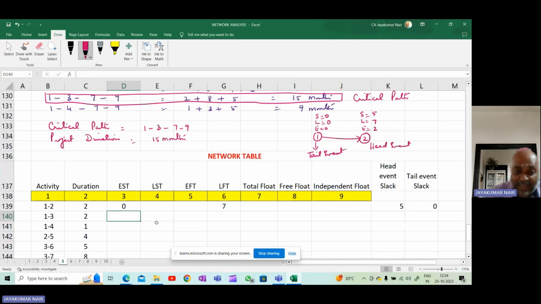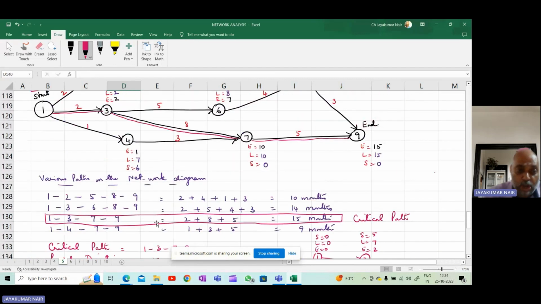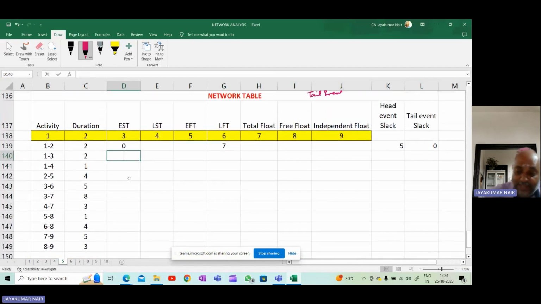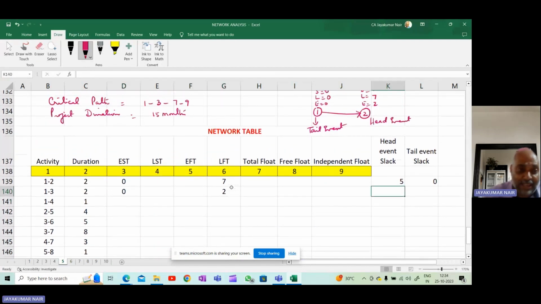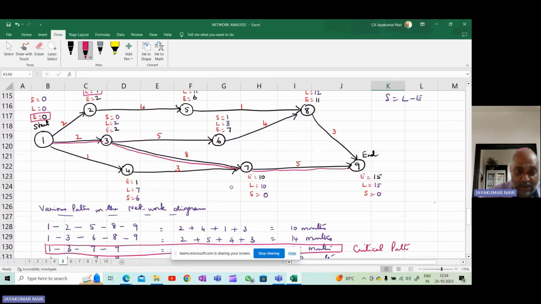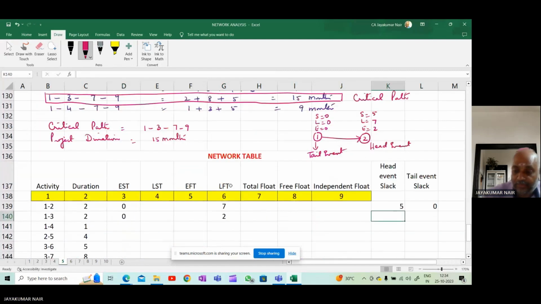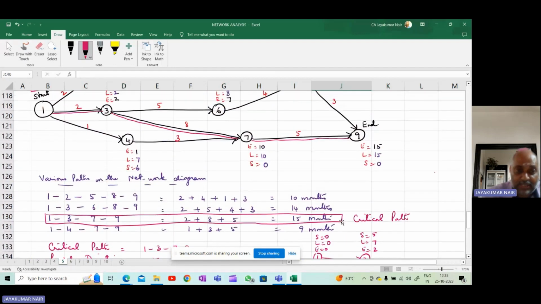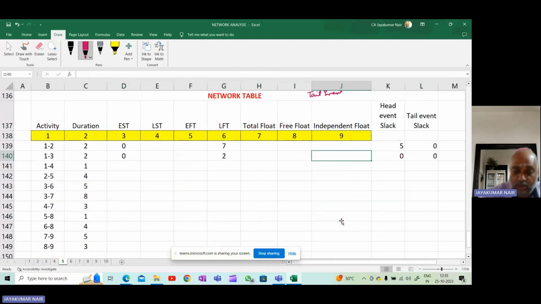Now coming to the second one. Second one is 1 to 3. 1 to 3 will be 0 and 2. So I'll write here 0 and this is 2. And what is the head event slack and tail event slack? Head event slack is 0, and tail event slack is also 0.